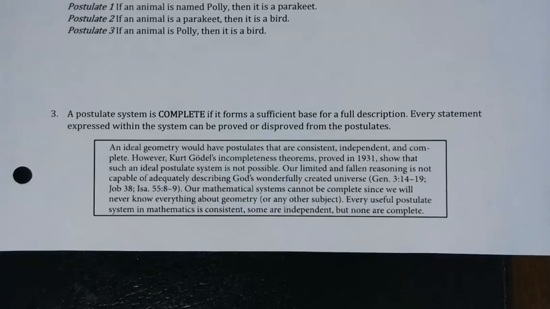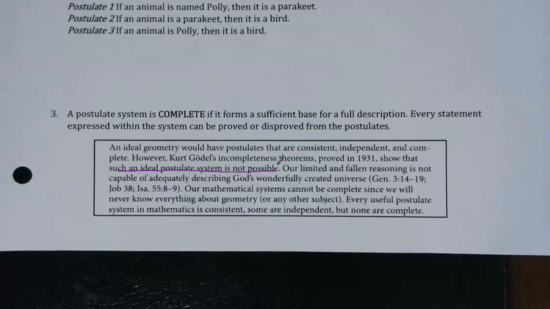However, Kurt Gödel's incompleteness theorems that were proved in 1931 show that such an ideal postulate system is not possible. Okay, that's kind of wicked to think about. So we're studying a geometry that's actually not ideal. It's not perfect. So our limited and fallen reasoning is not capable of adequately describing God's wonderfully created universe, which we see every day with things that happen and we don't understand, right? Like we just don't understand God's knowledge and how he does things.